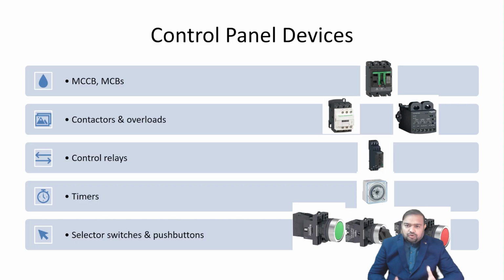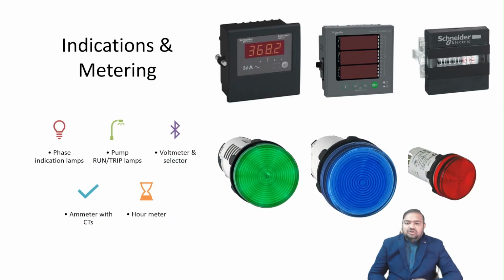Inside the electrical control panel, we will use MCCBs and MCBs for protection, contactors and overload relays, control relays, timers, selector switches, and push buttons. Each of these will be represented by symbols in AutoCAD Electrical. The panel also includes red, yellow, blue phase indication lamps, pump run and trip lamps, a voltmeter with selector switch, an ammeter with current transformers, and an hour meter for maintenance tracking.